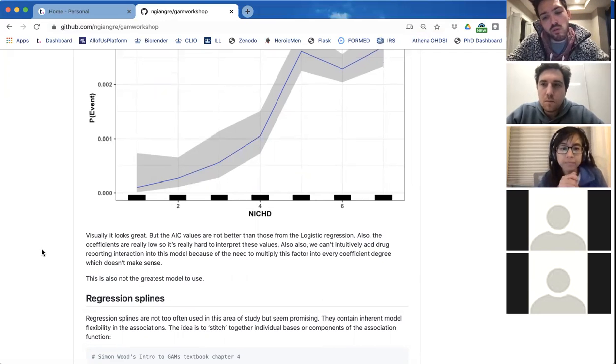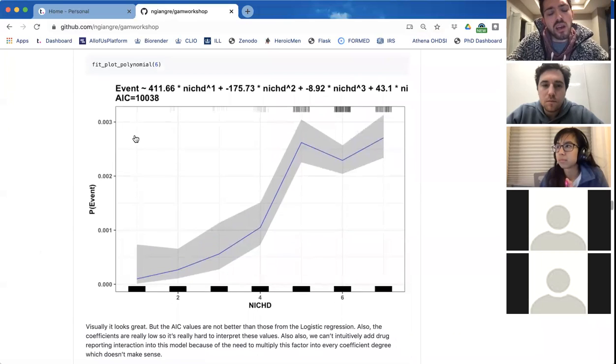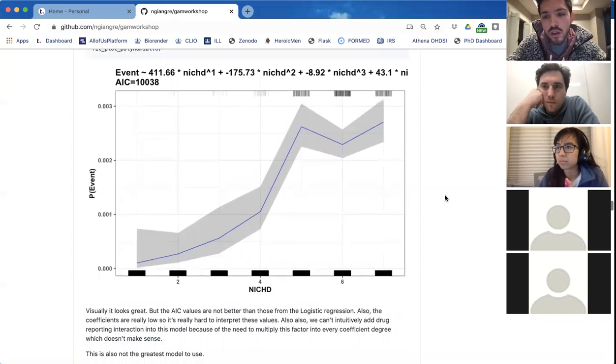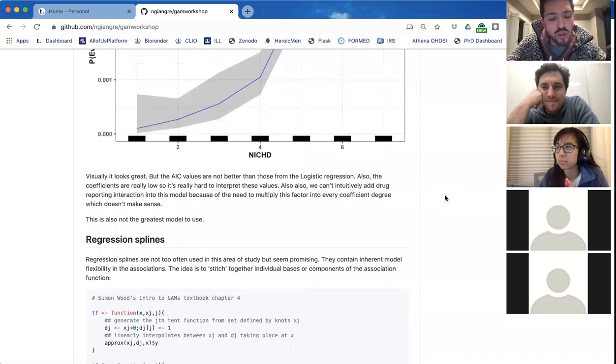Also, we can't intuitively add the drug reporting interaction into this model because of the need to multiply this factor into every coefficient degree, which doesn't make that much sense. It's like multiplying the drug reporting indicator by each of these, and that would be kind of weird, you know. No, that's not great.